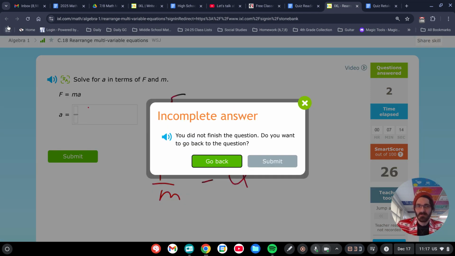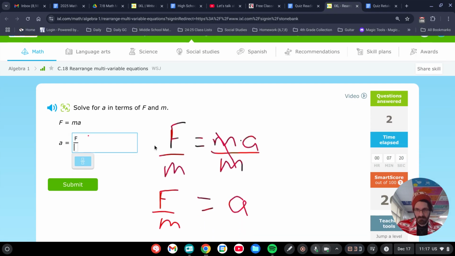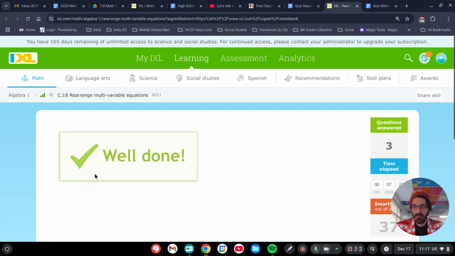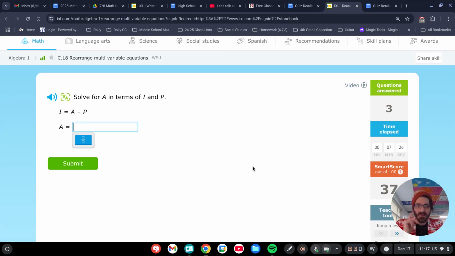F divided by m, and we're good. Okay, I think I'll leave it there. That's about the extent of what you'll see on the quiz for these types of problems where we're solving for one variable. There is one other style that we'll see, but I'll show you that in a different video. That'll be on the document that's helpful for you. All right, let me know if you have any questions.